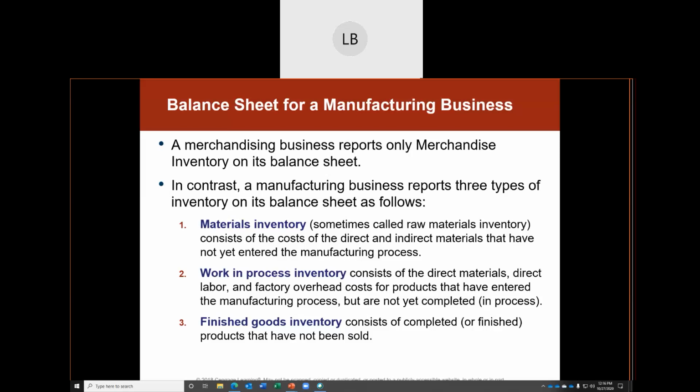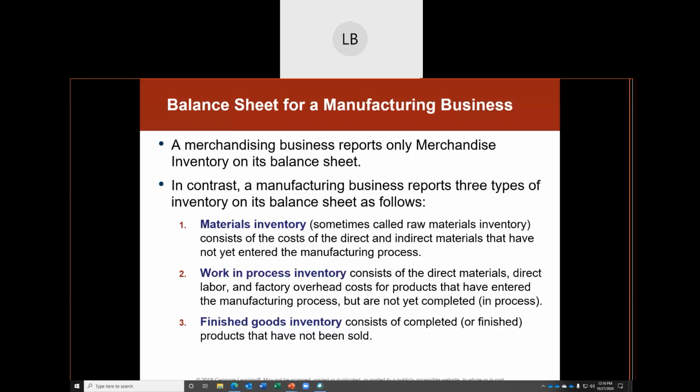That's correct. The work in progress means they're building a guitar, we're putting it together. The finished goods means that the guitar is finished. Now it's ready to be sold. It hasn't been sold yet, but now it's ready to be part of the finished goods, correct? That's correct, 100%.